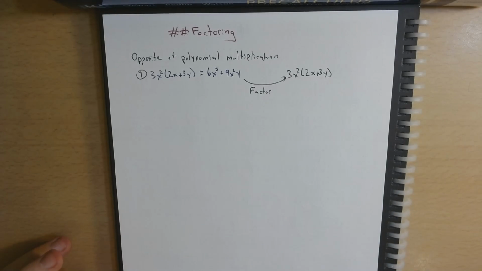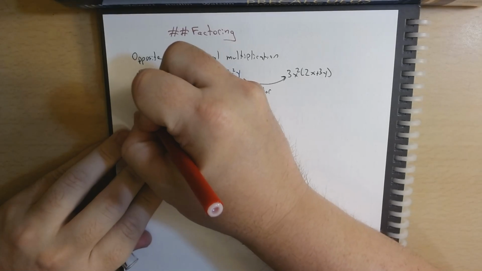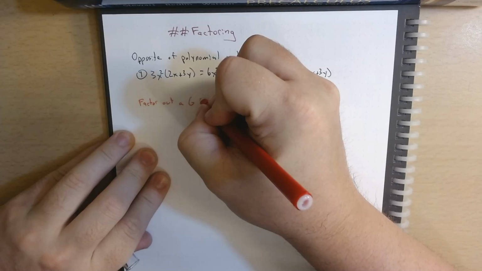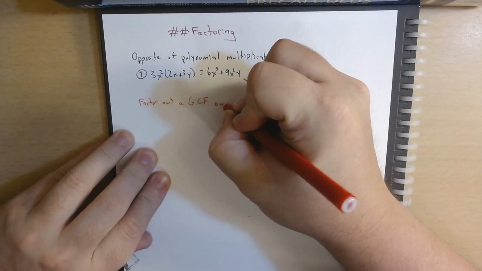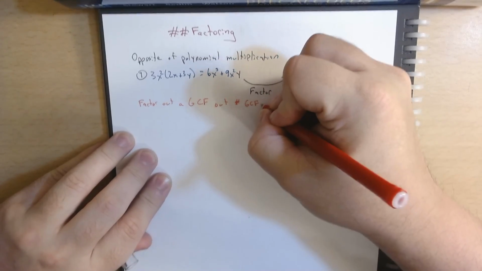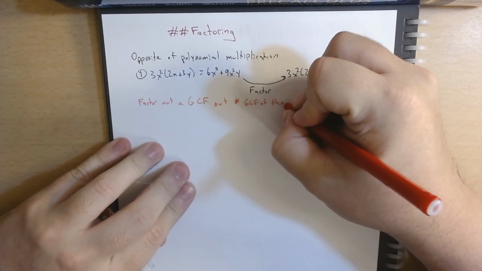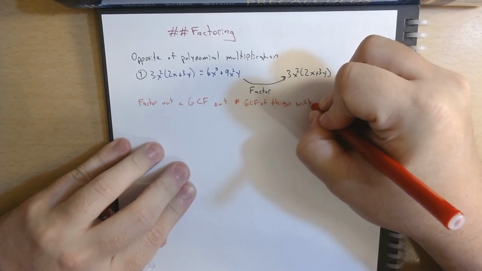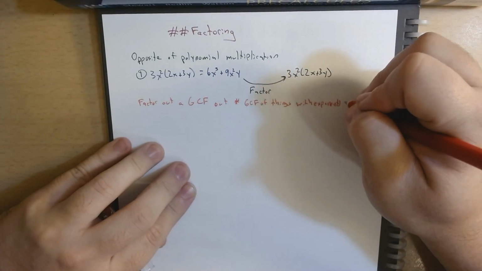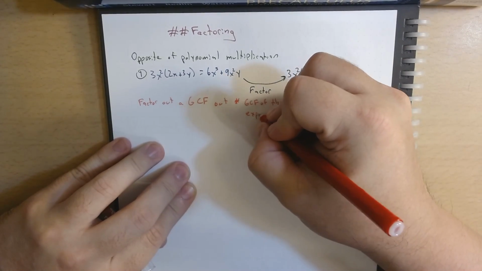So there's a couple different types of factoring. This is the first type. It's called factor out the GCF, which is the greatest common factor. And just as a note, remember the GCF of things with exponents is the exponent that's lowest.